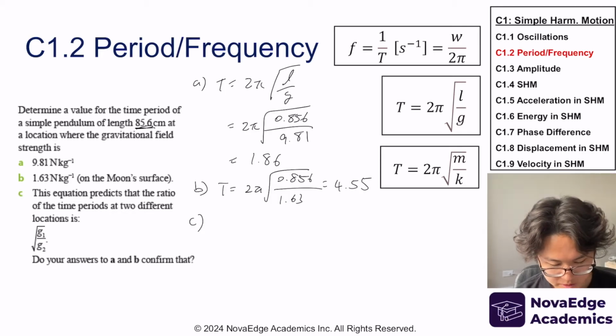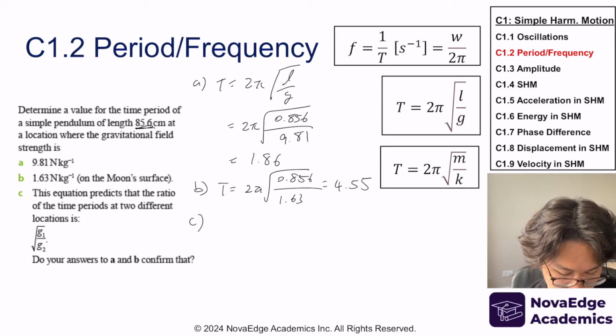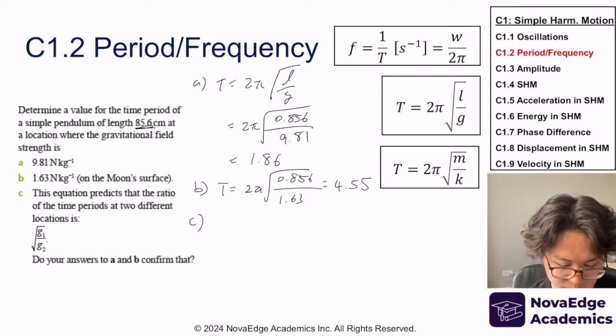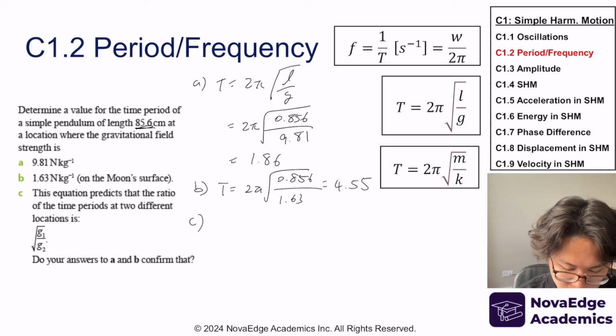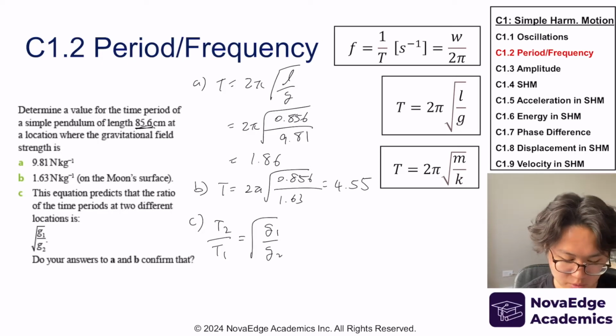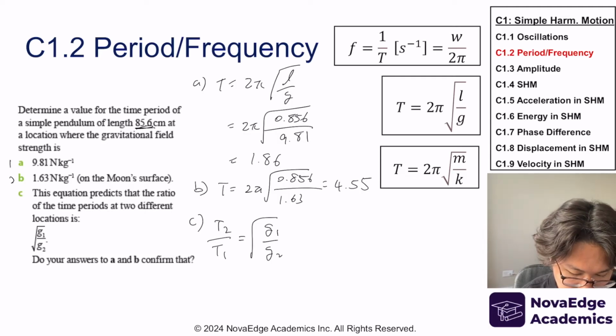Part C, this equation predicts that the ratio of the time periods at two different locations is G1 over G2. Do your answers to A and B confirm that? Well, they do, but you actually have to be careful how you take the time ratio. It's actually T2 over T1 is equal to the square root of G1 over G2. The textbook doesn't specify which one is 1 or 2, so let's just take B to be 2 and A to be 1.